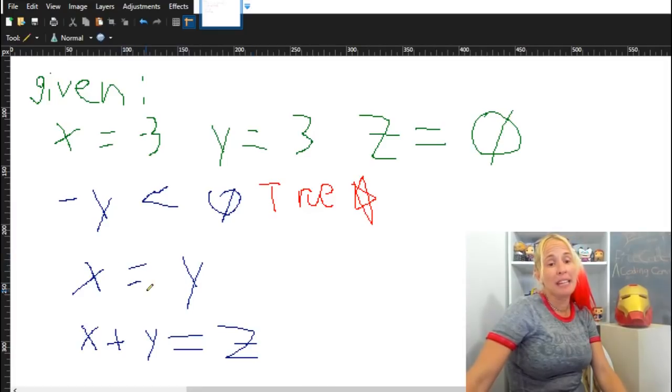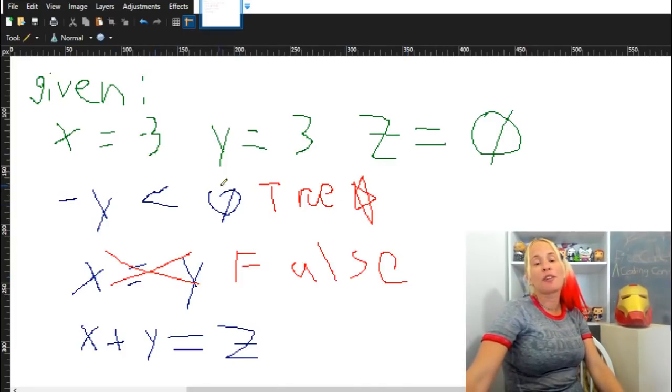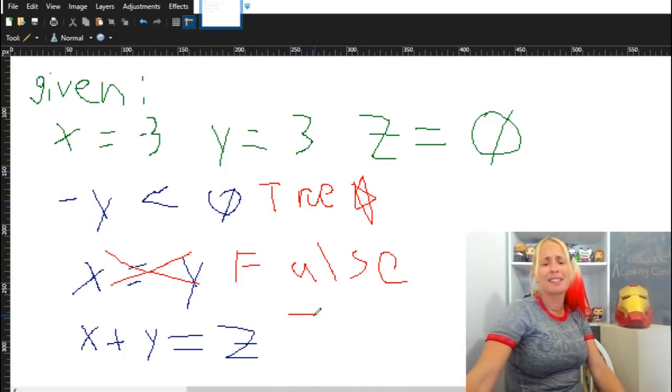Now let's do x equals y. If x is -3 and y is 3, those are not equal. So this is false. X plus y equals z. Does -3 plus 3 equal 0? Yes, it does. This is so true. Yay!